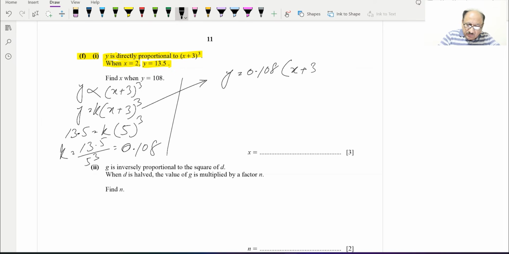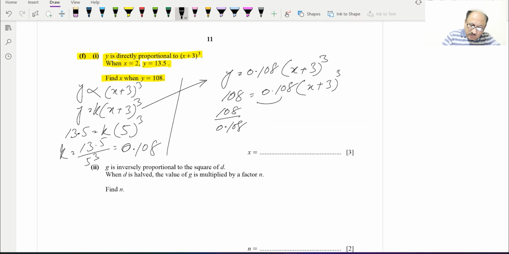Y is equal to 0.108 into x plus 3 cubed, and now we can find x when y is equal to 108. So y is 108 and we need to find the value of x. We can rewrite 108 over 0.108, shifting this to the other side, and then take the cube root to remove the cube. This is equal to x plus 3, and we can shift 3 to the other side, so minus 3 is equal to x.